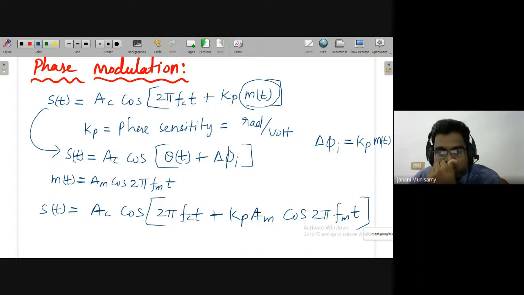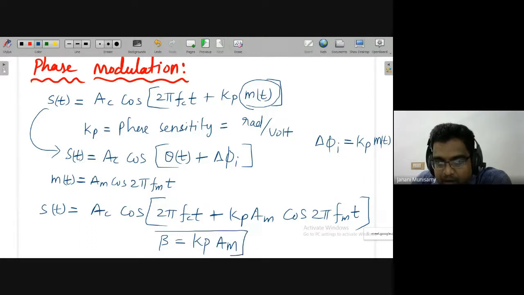In the exam, they will give the values. Finally, they will ask whether this is representing an FM signal or a PM signal. So you have to be very careful. If it is cos, that will denote a PM signal. If it is sine inside, that will denote an FM signal. Now this kp into Am, we will define as beta. Here beta is the phase modulation index. Beta is equal to kp into Am.